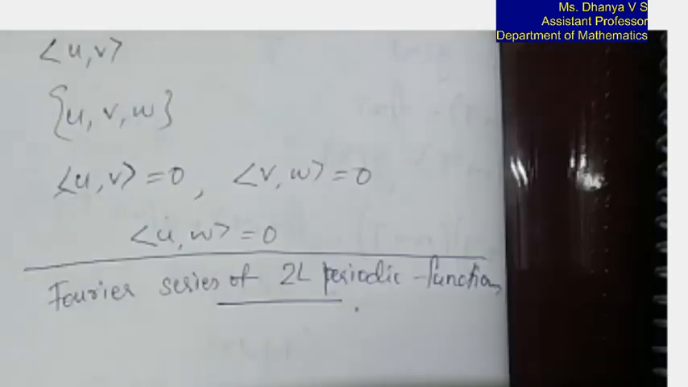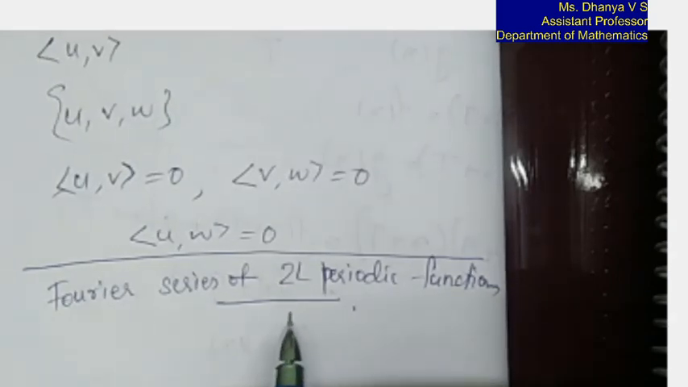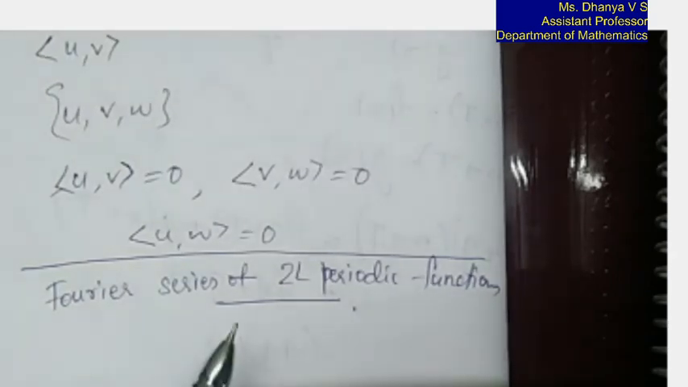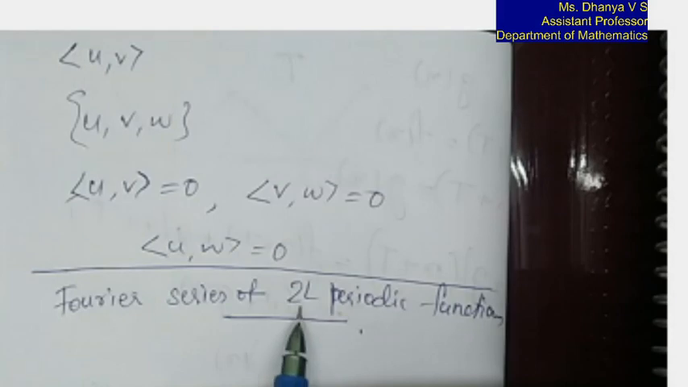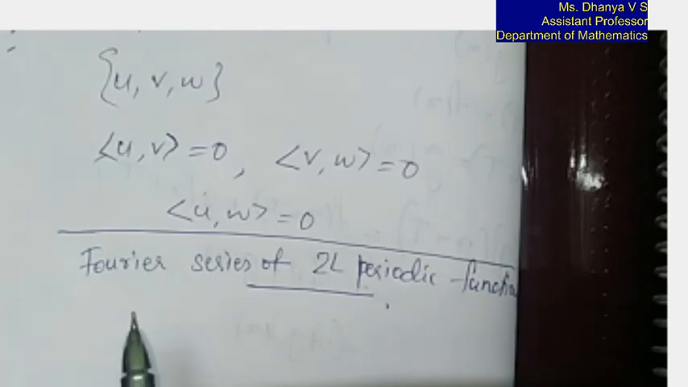So let me come to it. Just write down: Fourier series of 12 periodic functions. Actually, we use capital L to denote the period. In this whole chapter, we'll be using capital L to denote the period. So here we are taking the period as 12. Fourier series of 12 periodic functions, small f of x.